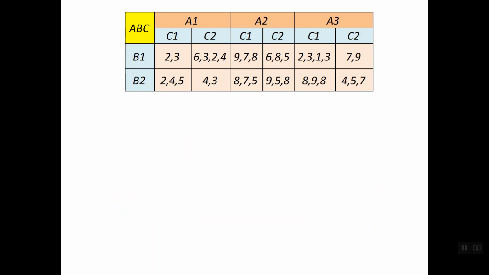Before starting the calculation, let's understand and get more details from the question. We have the first factor, factor A. We have 3 levels. The first one is level A1, the second is A2, and the third one is A3. So small a is equal to 3. Small a represents the number of levels for the first factor, which is factor A.